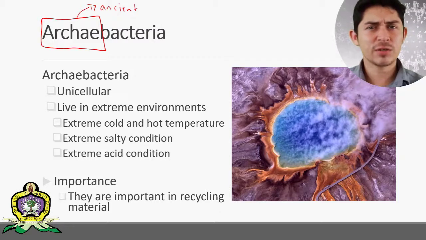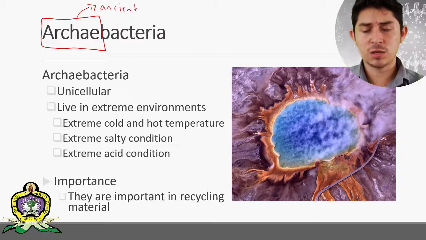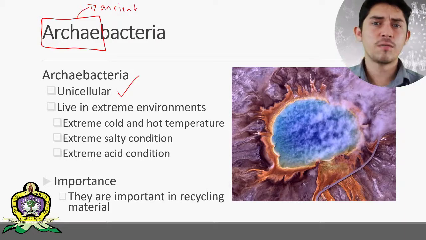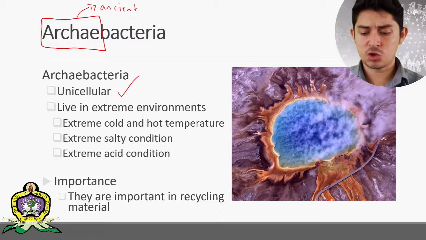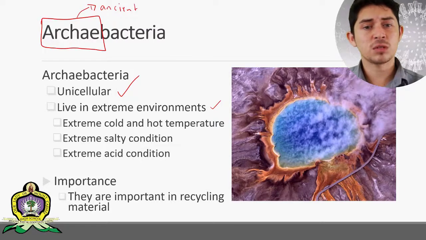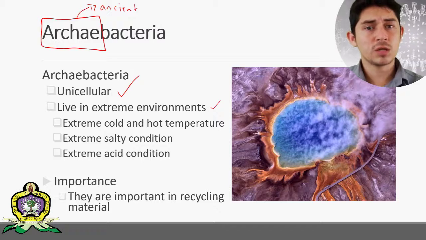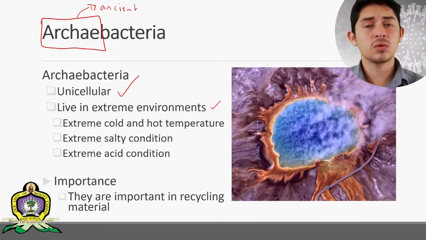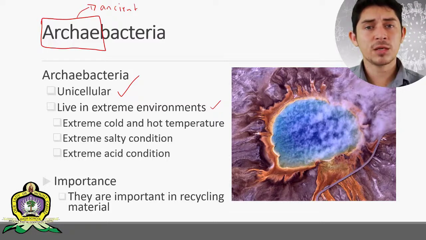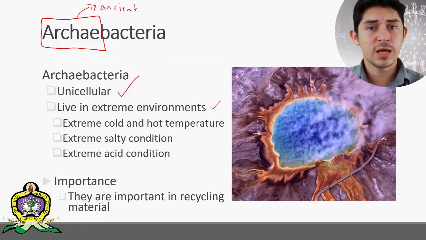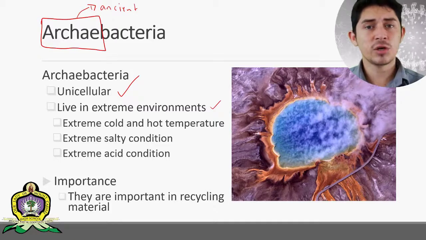So what are some of the characteristics of archaebacteria? Archaebacteria tend to be unicellular. That means they're composed of one cell. They live in extreme environments, and here I give you some examples of the extreme environments. It is thought that about 500 million years ago, the Earth was not the way it was today. It was very hot, and bacteria needed to adapt to these extreme conditions. Archaebacteria in particular learned how to live near volcanoes, and as time progressed, they were able to evolve into other types of organisms.